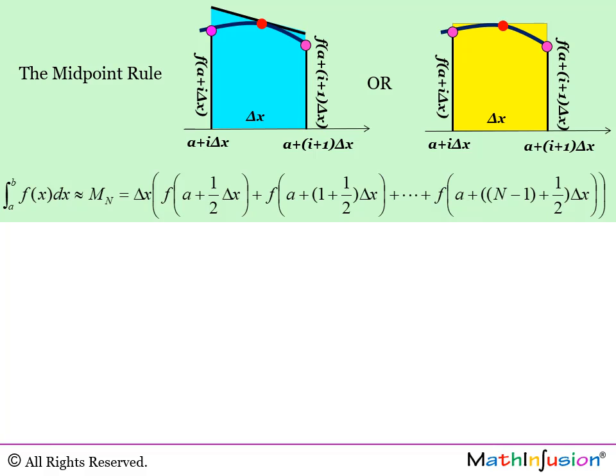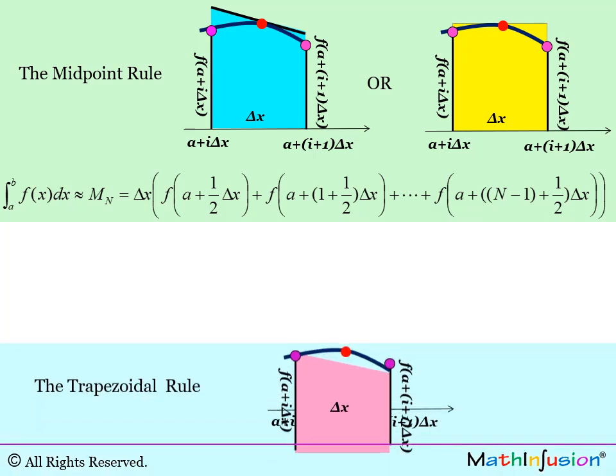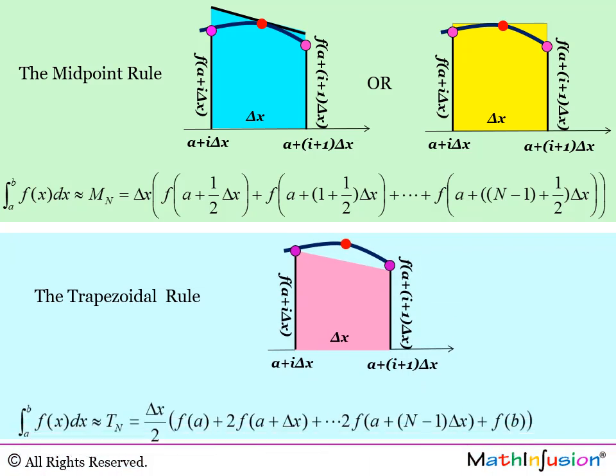We summarize. Here is the midpoint rule, which can be viewed again as trapezoidal using the tangent line at the midpoint, or just using directly the height of each one of the rectangles to be the value of the function at the midpoint. And here's the trapezoidal rule.